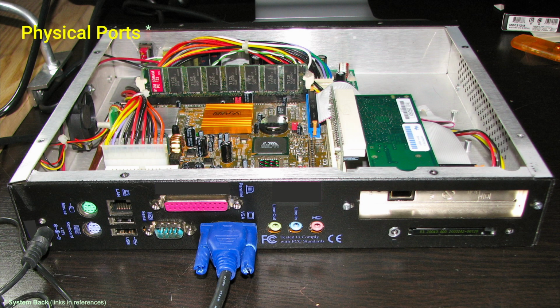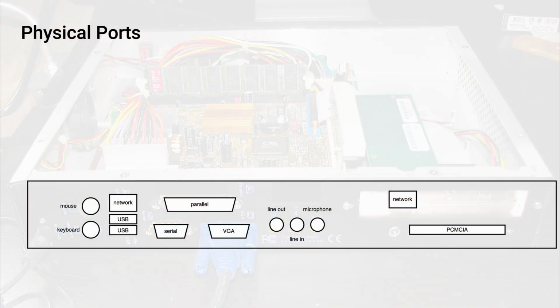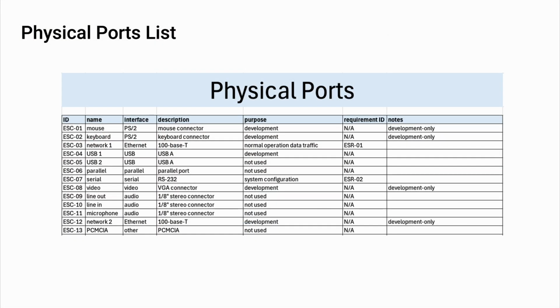Here we have the physical enclosure for the element that we're considering. We've taken that and created a simplified view of it. Now let's look at the results of the model creation and apply our physical port questions. Here we have the physical ports list from the attack surface analysis model creation activity. If we start out with our first question, is the port used? We can see that ESC 5, 6, 9, 10, 11, and 13 are not used. So those are obviously things that we would like to have removed from the element.